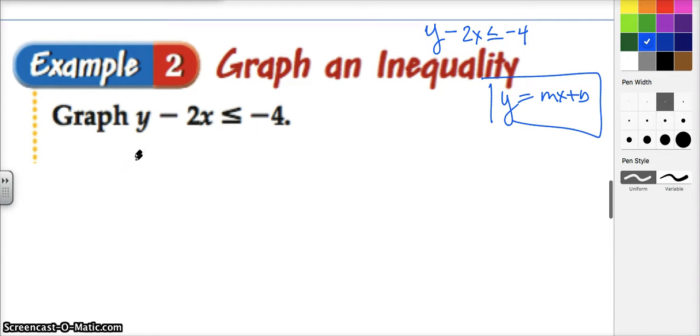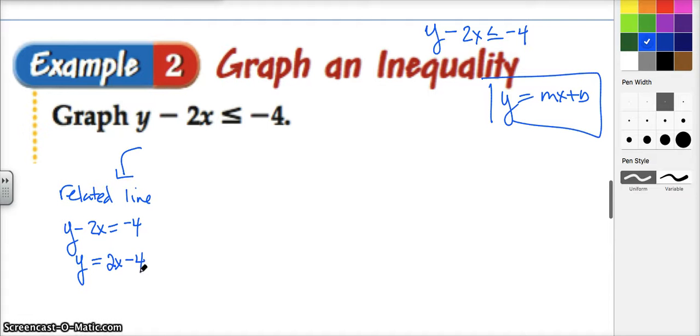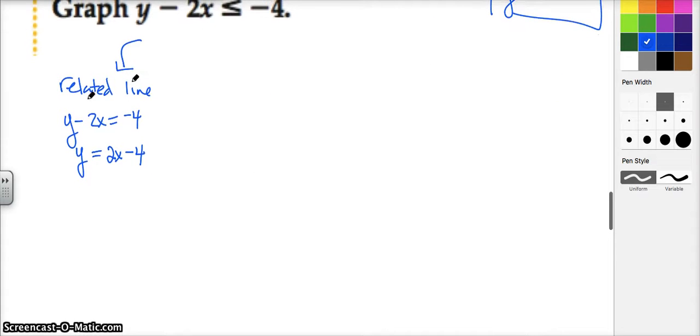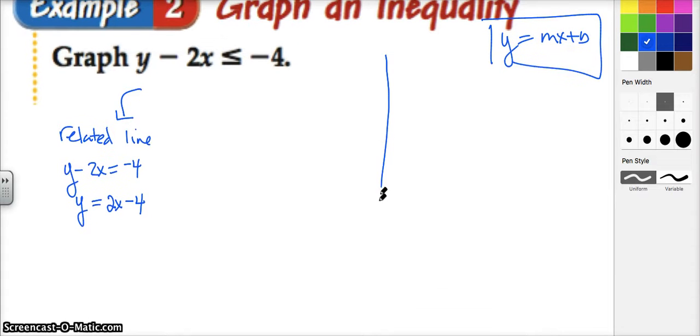So here's what I'll do. First, I'm going to graph the related line. I'm going to call it the related line because this isn't a line, this isn't an equal sign. So the related line will be y minus 2x is equal to negative 4. And then I'm going to put that related line in slope-intercept form because that's easy for me to graph. Move that 2x over to the other side. So it's a positive 2x minus 4. And now I can graph this line. So I'm going to get started with that.